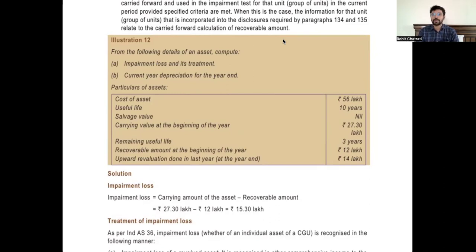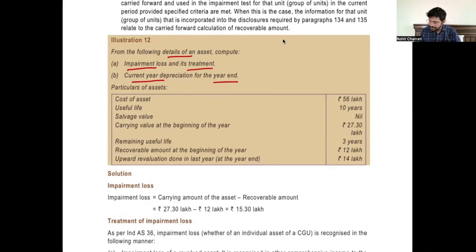Hi everyone, welcome back. We are solving questions in Ind AS 36 and let's now look at illustration number 12 of the Institute material. From the following details of an asset, compute the impairment loss and its treatment and the current year depreciation for the year end. So there are certain details provided based on which we are supposed to calculate the impairment loss and the depreciation for the said year.